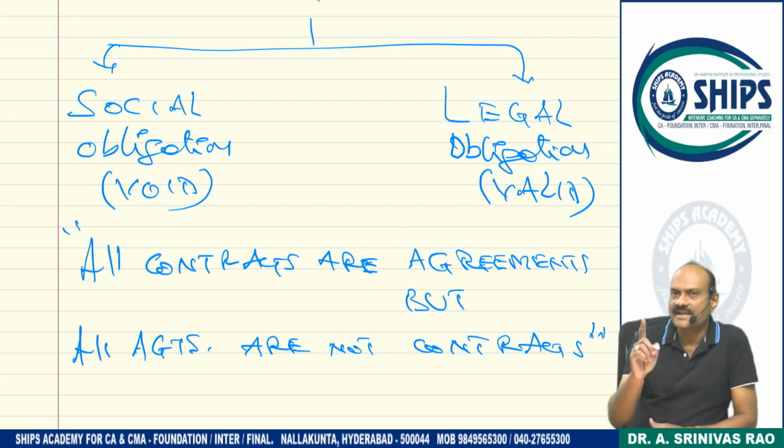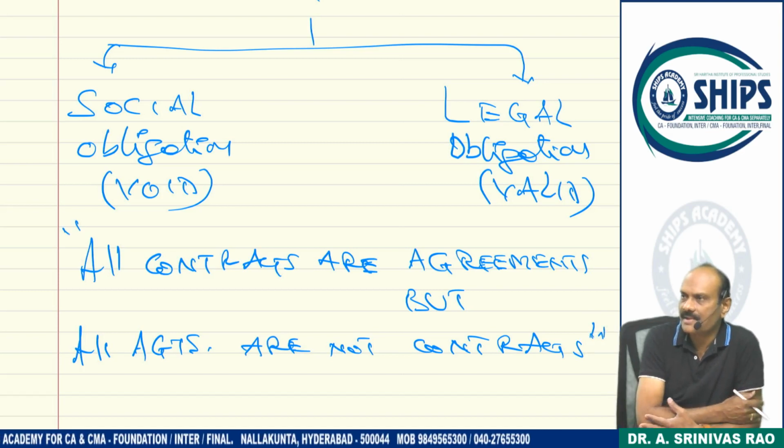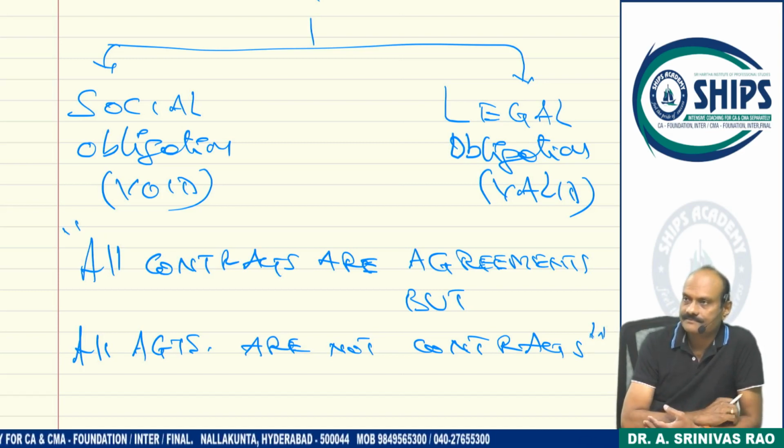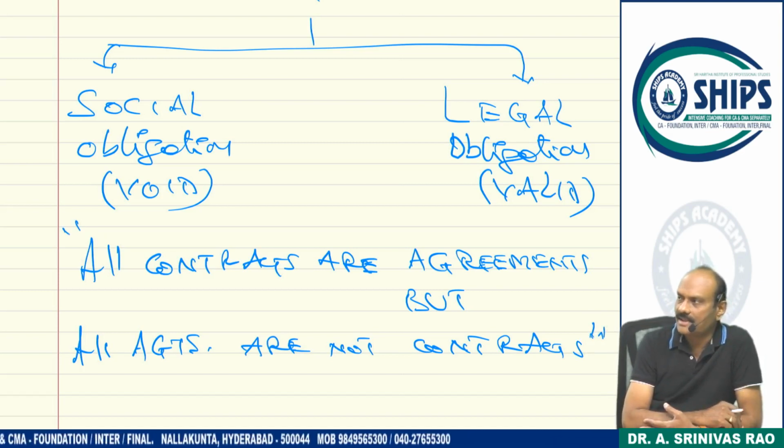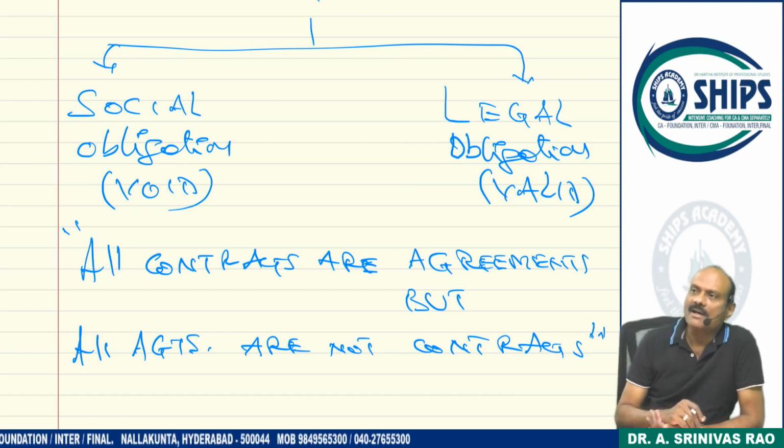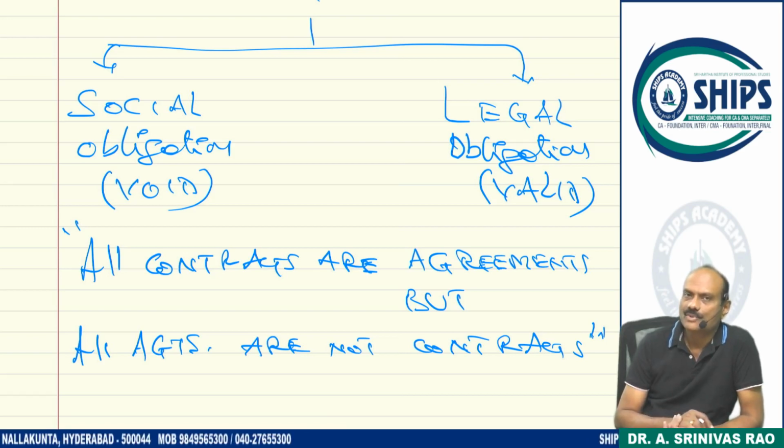This same line can be an essay type question in the examination sometimes. They will give it as a comment: all contracts are agreements, comment. Otherwise, any one part. All agreements are not contracts, comment. True or false lines are also equally important.